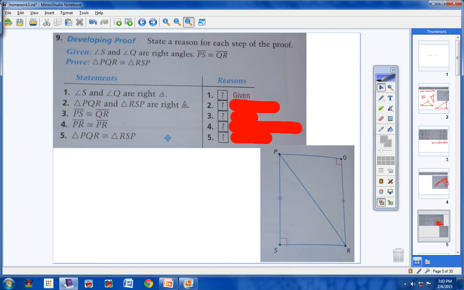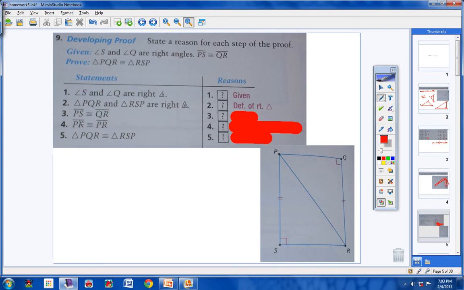Alright, next, triangle PQR and RSP are right triangles. Now, how do we know that? Well, think about it. We were told in our given that angle S is a what? Right angle. And angle Q is a what? Right angle. So if I know this triangle has a right angle and this triangle has a right angle, then I can definitely state that they're right triangles. And the reason would be simple. Definition of right triangles. The definition of a right triangle is a triangle with one right angle. And we just stated up here that angle S is a right angle and angle Q is a right angle.